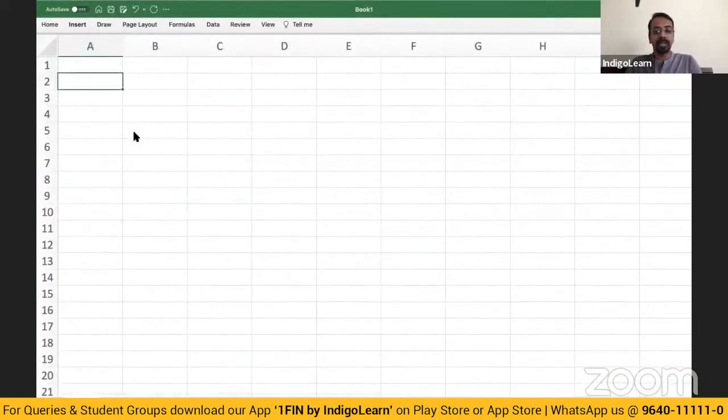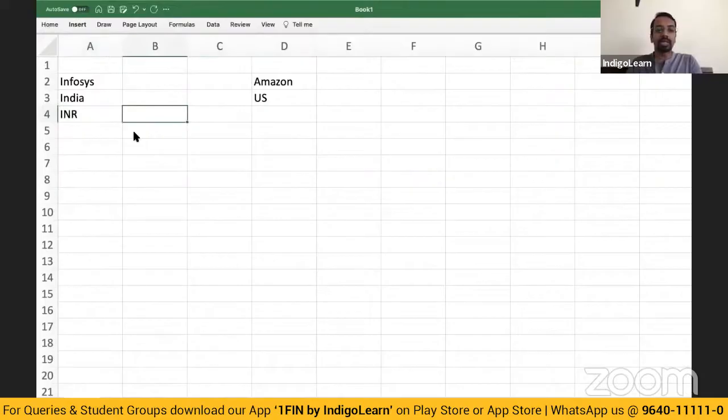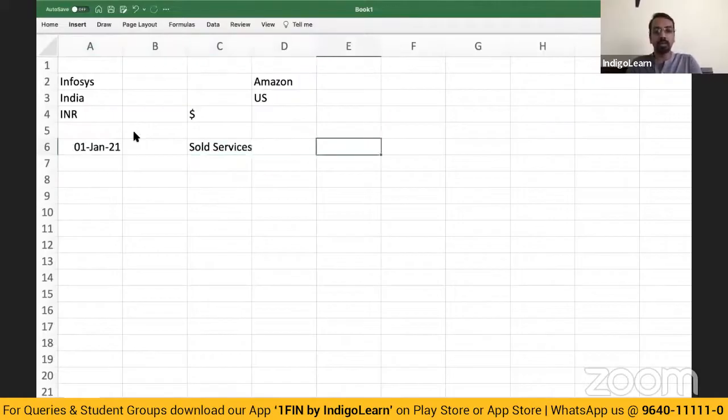So let us say there is a company in India, Infosys, and there is a client in the US, for example, Amazon US. One is based out of India, and the other is based out of the US. What is the currency which Infosys would use to prepare its financial statements? INR. And while selling, let us say the sales happen in dollar terms. On 1st of January 2021, Infosys sold services worth $10,000.